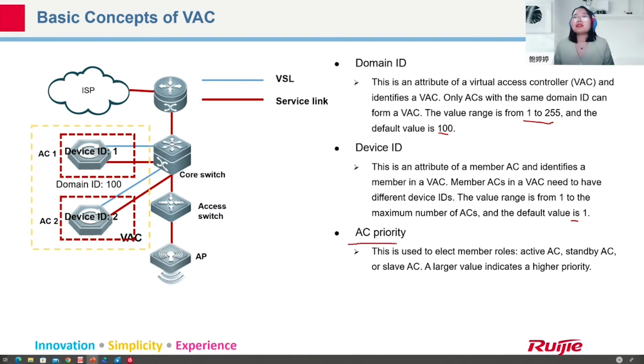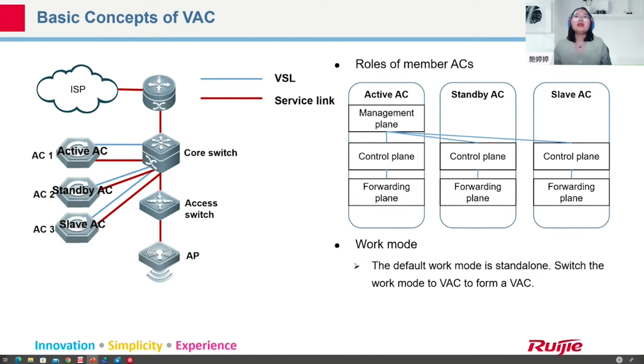Another one is the AC priority, because in the VAC we also have lots of roles: who is active, who is standby, something like this. To select the role, we compare the priority. The active AC will have the highest priority, then the standby, then the slave. So this is the basics. And we see we have three roles: the active AC, standby AC, and the slave AC.